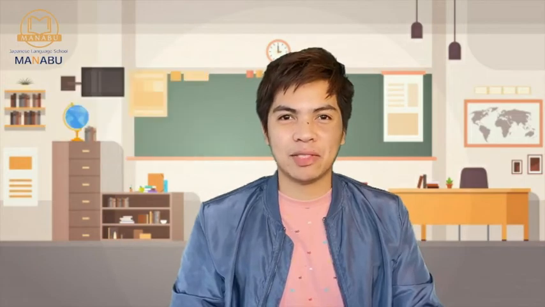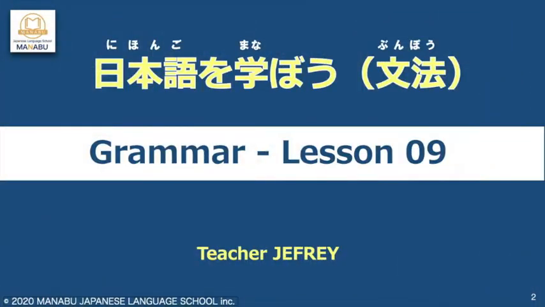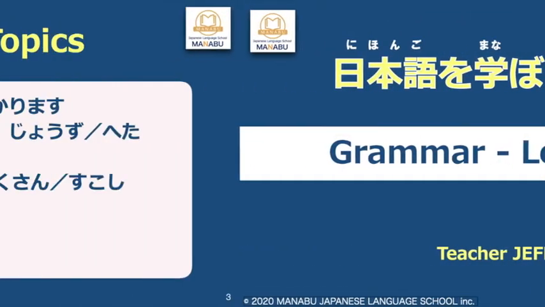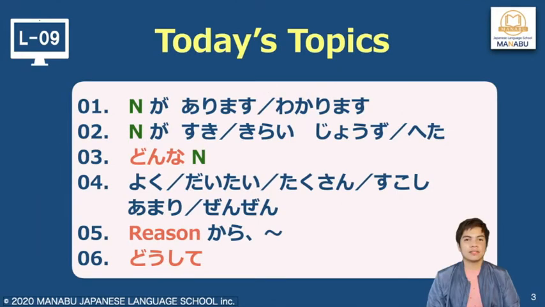では始めましょう。So our topics for today, we're gonna learn the use of the particle ga with the verbs arimasu and wakarimasu. And we will use the particle ga with the adjectives suki, kirai, jozu, and heta. And we're gonna learn how to say reasons in Japanese.